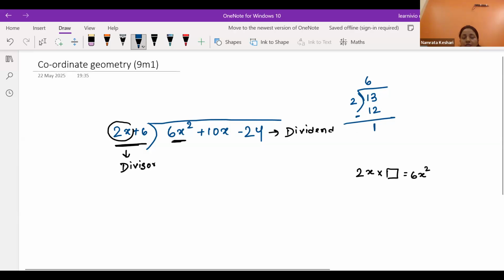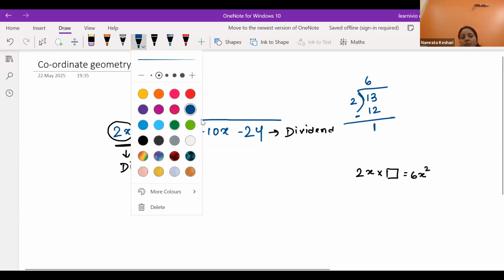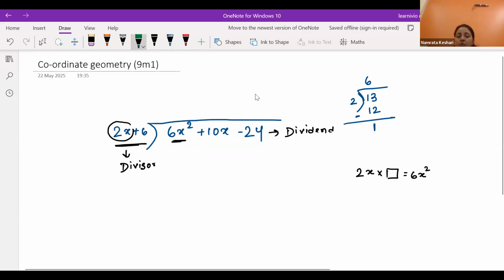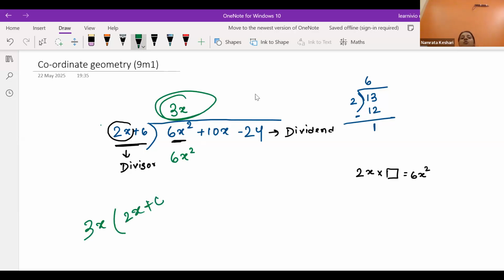So this way you have to think about the number and the variable whatever will be there along with that. So in 2x we need to multiply 3x to get 6x square. Now this 2x and 3x multiplied together is giving us 6x square, but the quotient which you have written, 3x, will not only multiply with 2x, it will get multiplied with the complete divisor. Why would it only multiply with the first term? It will be multiplied with the complete 2x plus 6.